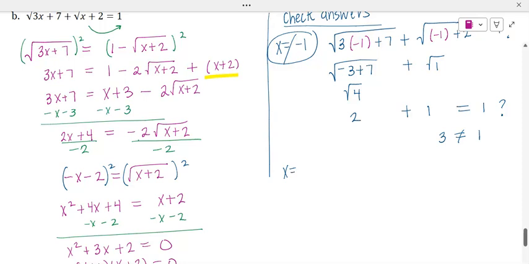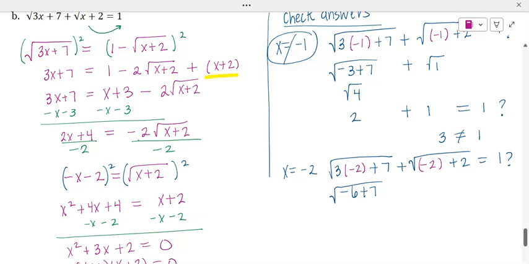Let's check x equals -2. So now I'm plugging -2 in for x. So I'm getting -6 plus 7 plus, this is a square root of 0. Square root of 1 plus 0 equals 1. Yes, this is true. 1 equals 1. So it looks like x equals -2 is our only solution here.